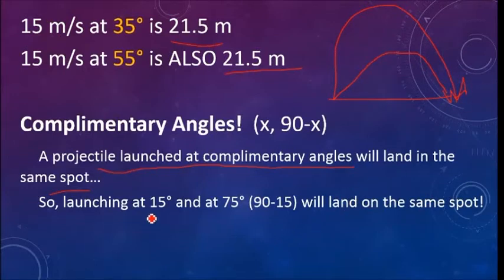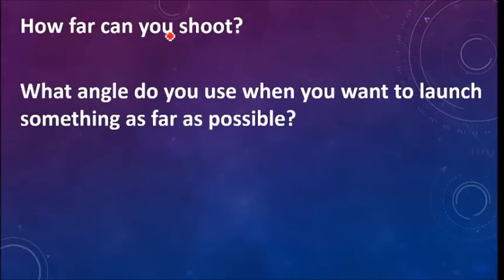Okay, so if, for instance, instead of 35 and 55, I launch something at 15 and at 75, they would also land on the same spot. Not the same one as these guys, but they would land at the same spot. So 15 meters per second at this, 15 meters per second at that, will land at the same spot. Okay, now, what is the maximum distance you can shoot? All right, so for a given speed, like 15 meters per second, I want it to go as far as I can. Which way do I go?